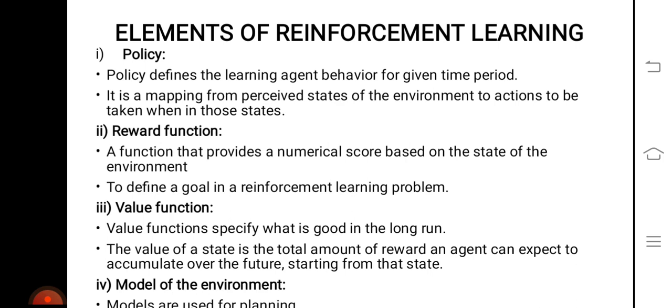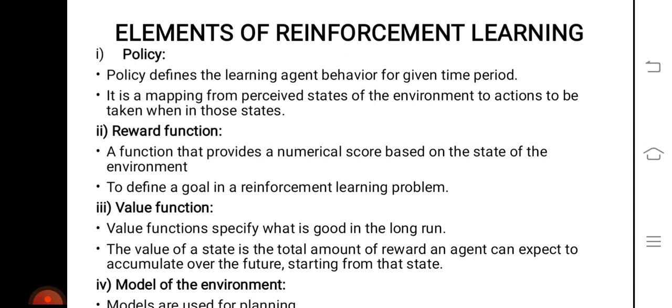And what are the elements of reinforcement learning? Policy, reward function, value function, and model of the environment. These are the four elements of reinforcement learning. Policy defines the learning agent's behavior for a given time period. We should give the policy for the situations in which it will work. It is a mapping from the perceived state of the environment to the action to be taken when in those states.